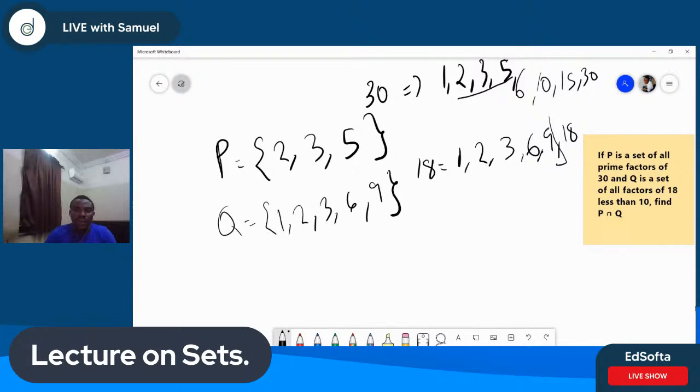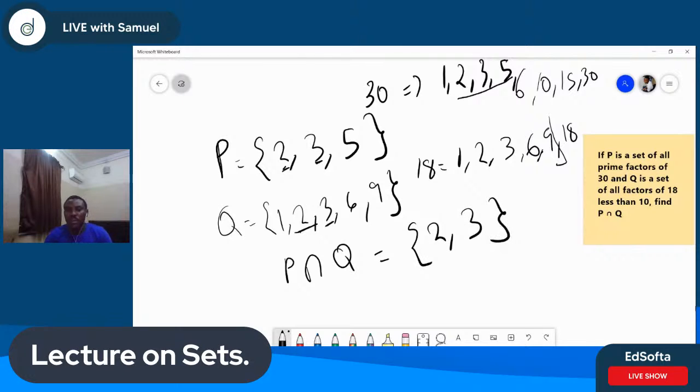They now told us to find P intersection Q. From our slides, you know intersection means the common ones. So which ones are common? 2, 3, 2, 3. So our answer is just 2 and 3. Wonderful. So that will just be our answer to the question.